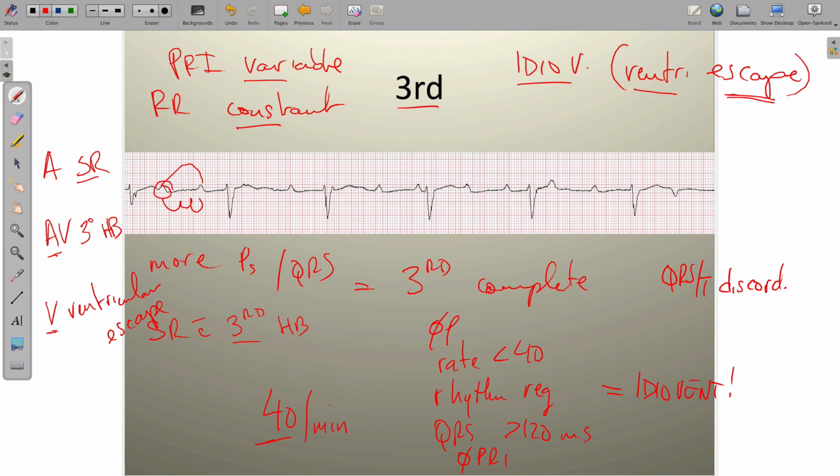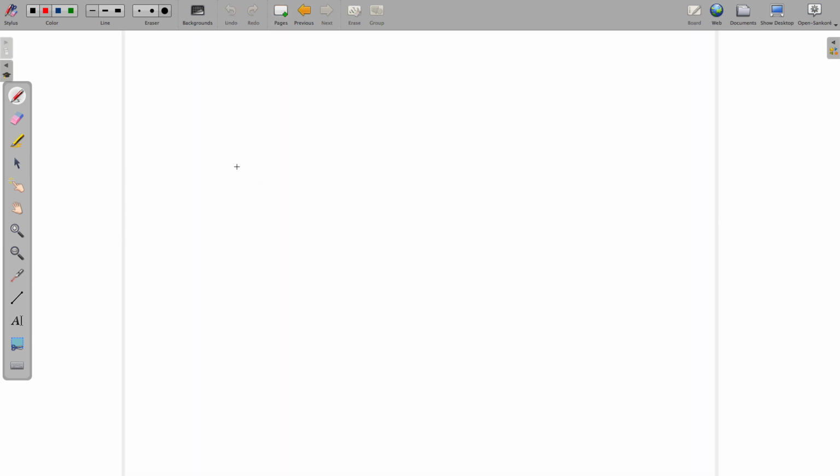You would call this a sinus rhythm with third-degree heart block and a ventricular escape rhythm, because that actually describes all three components: the atrial component, the AV nodal component, and the ventricular component of this rhythm. It also very clearly describes how we'll approach our treatment for this, which we'll talk about in a separate video. All right, so let's summarize all of the things we just talked about.